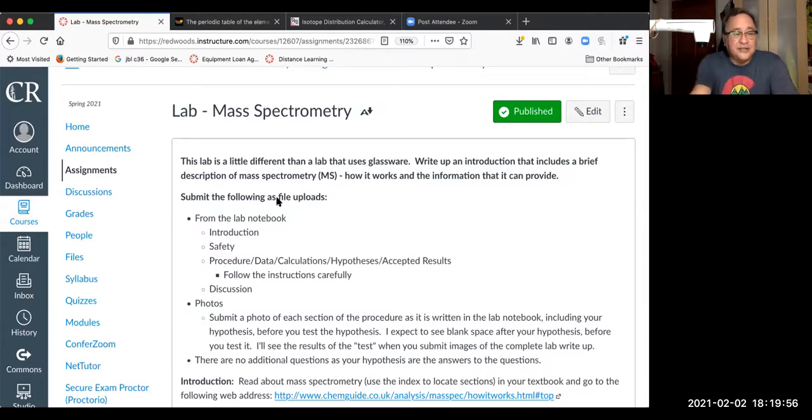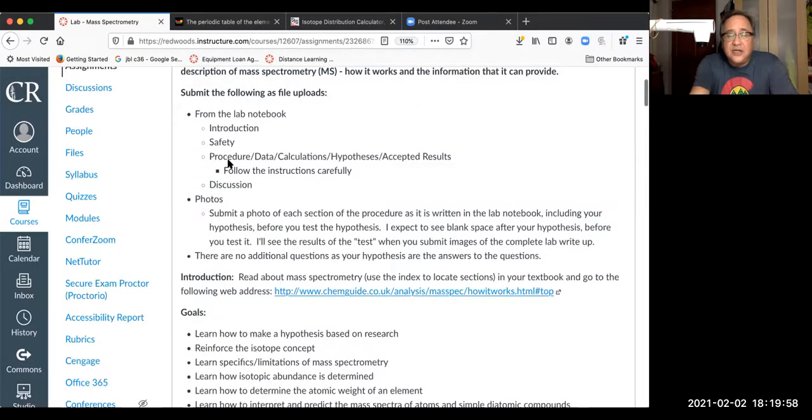You'll notice here it says you have a safety section, then a procedure, data, calculations, hypothesis, accepted results section, followed by follow the instructions carefully, and then you have a discussion. So in this one, you're not really going to do procedure followed by data, followed by calculations, then followed by results. It's going to be a little different. And you'll see what I mean in a little bit.